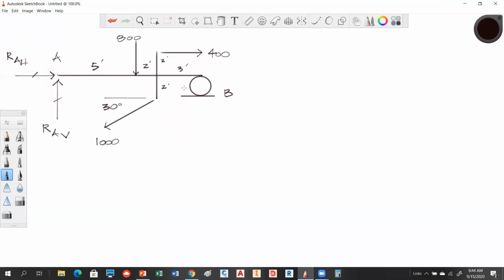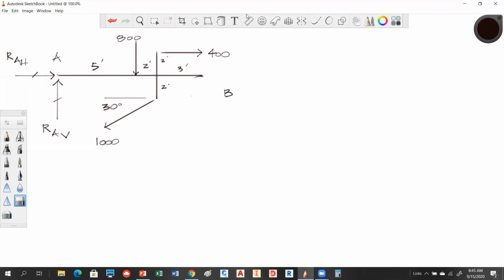What this is telling me is that it's free to move in this direction, but it's not free to move in this direction. So that means it has to be restrained either up or down. That's what that's saying. So let me go ahead and delete this, and you can tell me what you think you want to do. I'll get the line drawn on there.